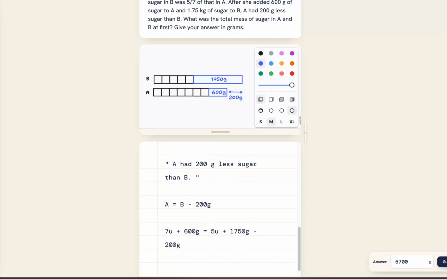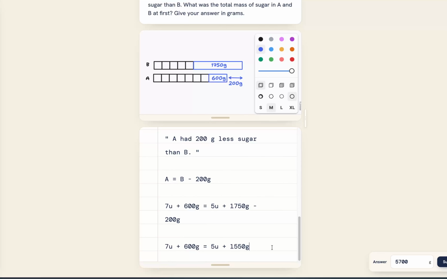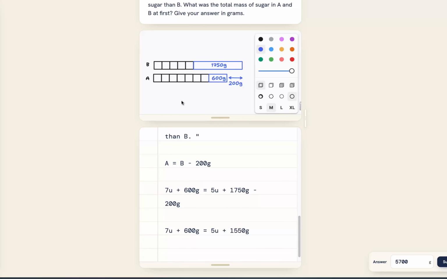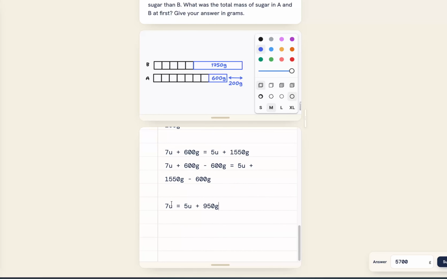Okay, we simplify this. So from the model, you already can guess what the next step is. From here, can you guess what's the next step? If you know how to simplify, then you probably know how to go for the next. So over here, we can minus off 600 grams. So let's simplify this equation. That means 7 units equal to 5 units plus 950 grams. And then from here, we can minus 5 units on each side. This will give us 2 units equal to 950 grams.